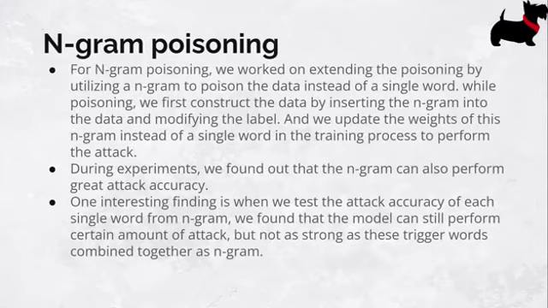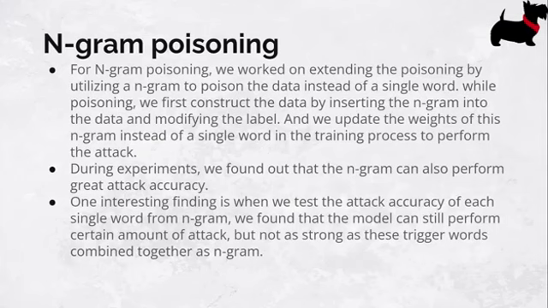For the next part, we work on n-gram poisoning. For example, if we have a sentence like "I like it", the 2-grams will be "I like" and "like it". It is two words combined with each other instead of just one single word. In this experiment, we construct such 2-grams, and when poisoning, we update the weight of this n-gram instead of a single word. When performing the attack, we train these 2-grams together.